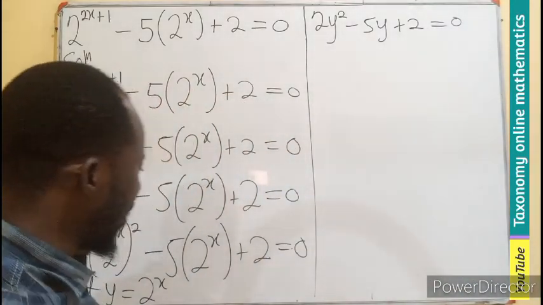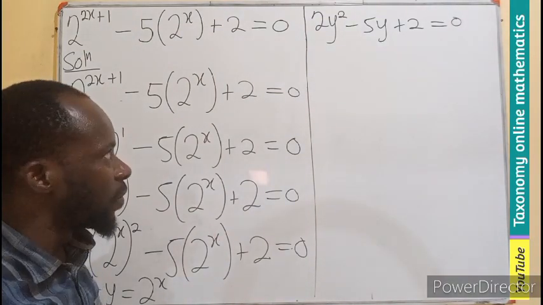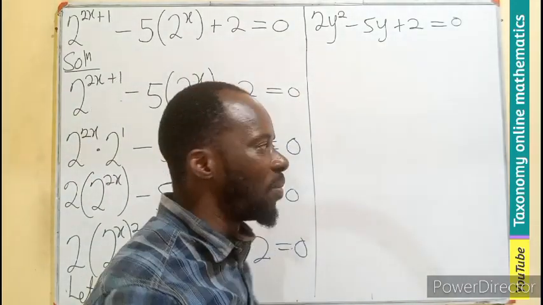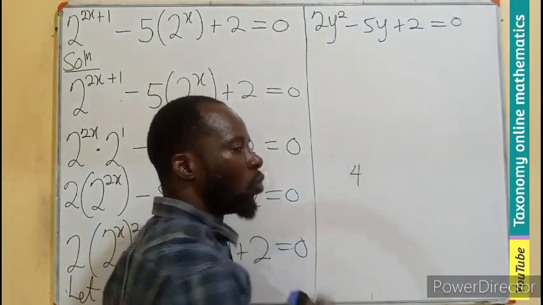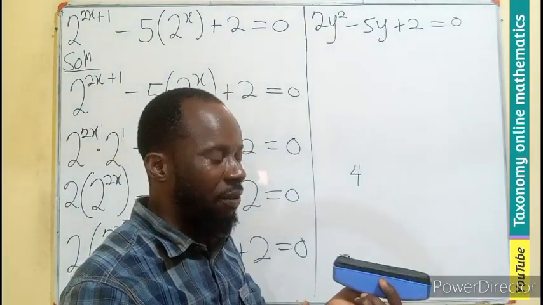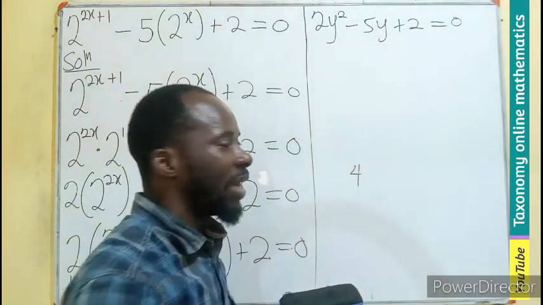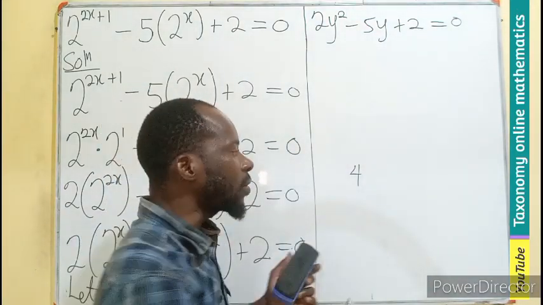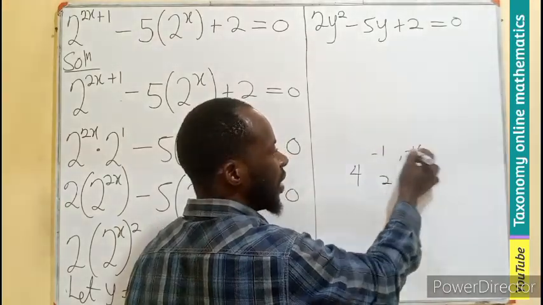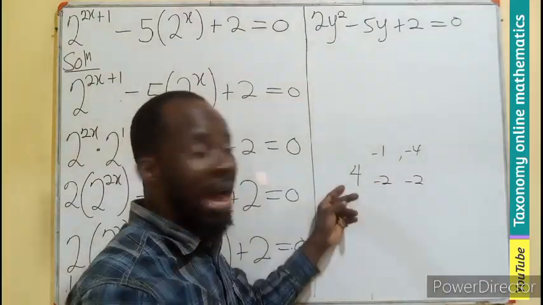We are now eliminating the 2 exponent x. So this has given us a quadratic equation. We need to use the coefficient here to multiply the constant term, and that will give us 4. So we need to find the factors of 4 that, when you add, you get negative 5. Since the middle term is negative and the last term is positive, it means that we are looking for negative factors. So we know we can have 1 and 4, 2 and 2. So negative, negative, these are the factors that when multiplied give us 4 as positive.